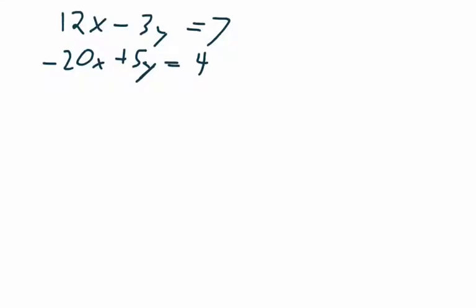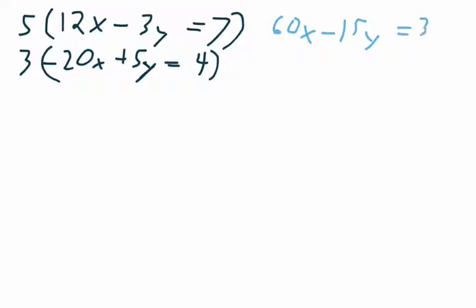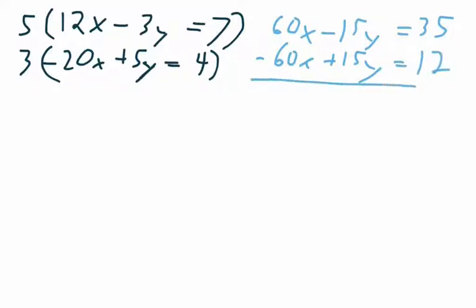Alright, example number 4 and example number 5, I'm going to solve by elimination. And I'm going to multiply the top one by 5 and the bottom one by 3, because it looks like the y's will cancel out if I multiply the top one by 5 and the bottom one by 3. So the top equation becomes 60x minus 15y equals 35. And then we have -60x plus 15y equals 12. What happens to the x's? Well, they actually cancel. The y's cancel.